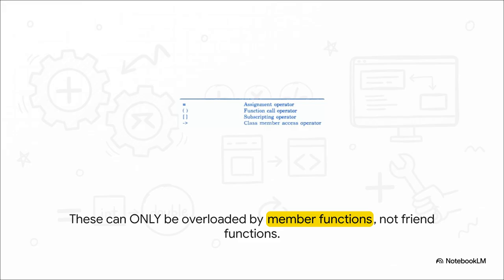And then there's another set of rules. For certain operators, specifically the assignment operator, the function call parentheses, the square brackets for arrays, and the arrow operator, you can only overload them as member functions. No friend functions allowed for these guys. The compiler enforces this for some very good reasons, mainly to avoid some really confusing and tricky problems.